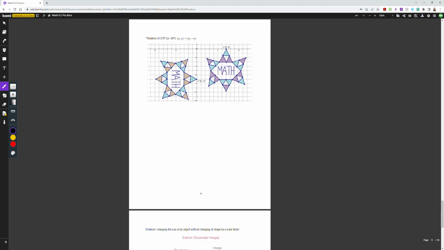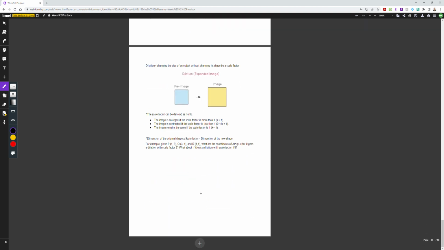Okay. Now on to our last thing of the day, we have dilation. So like I mentioned very early on in this video, a dilation would make our shapes similar, not congruent, because their size changes, right? So essentially, dilation is just changing the size of an object without changing its shape by a scale factor. So our image can be expanded, meaning it becomes bigger, or it can contract, which means it becomes smaller, right?